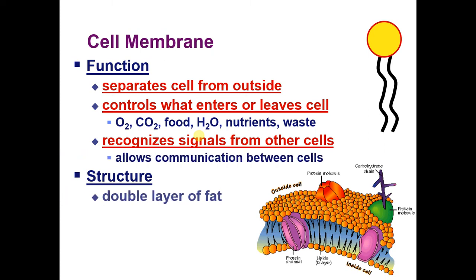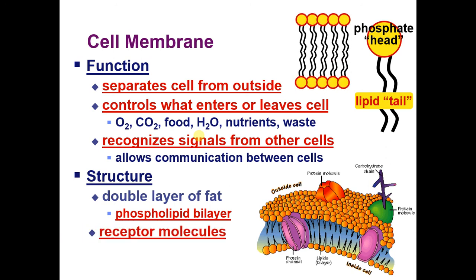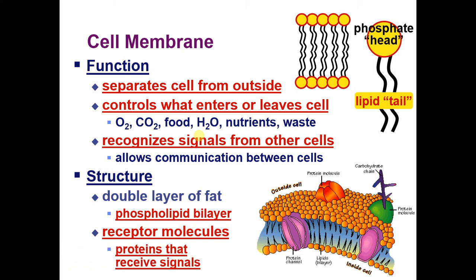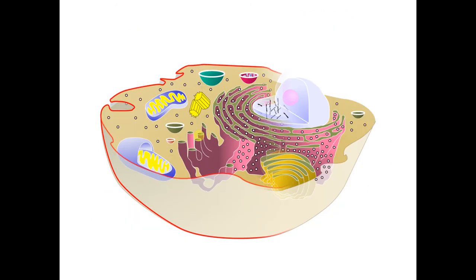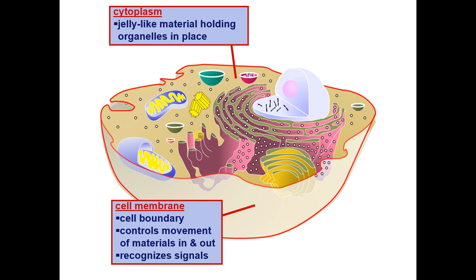It's made up of a double layer of fat, a phospholipid bilayer that we're going to talk a lot more about in the next video, so I won't go into it here. And it has receptor molecules embedded into it, proteins mainly, that can receive and transmit signals. So there is, in red, the cell membrane. And the cytoplasm, that jelly-like material on the inside, separating inside and outside.